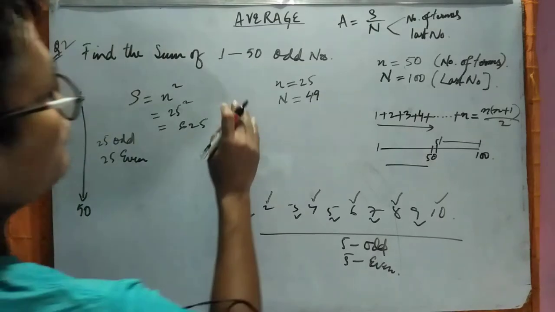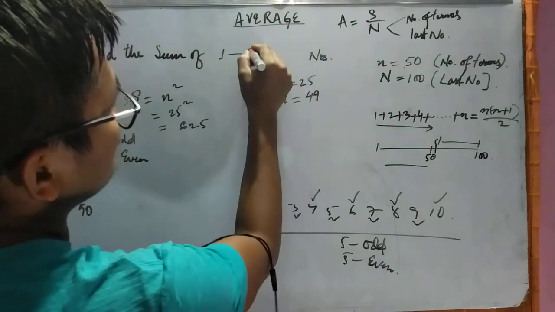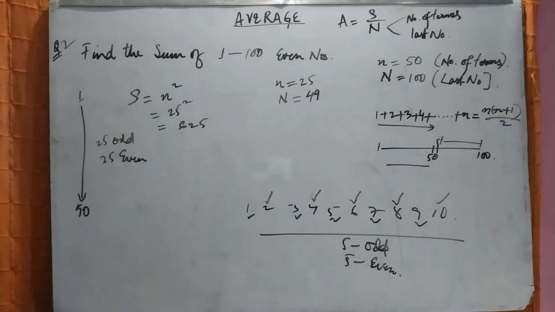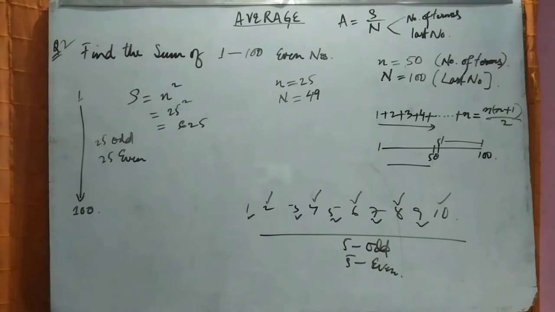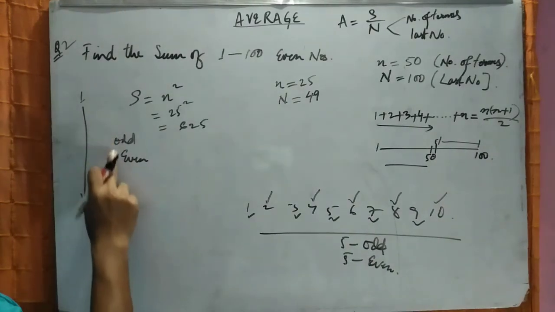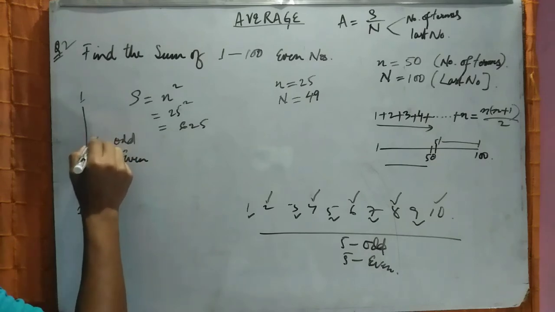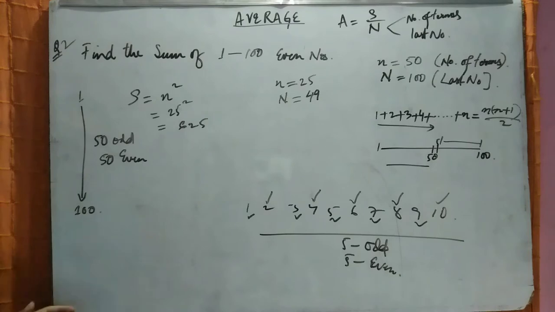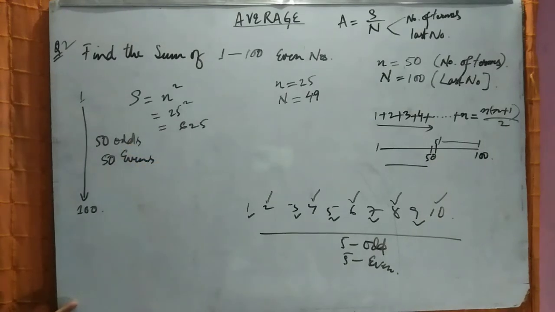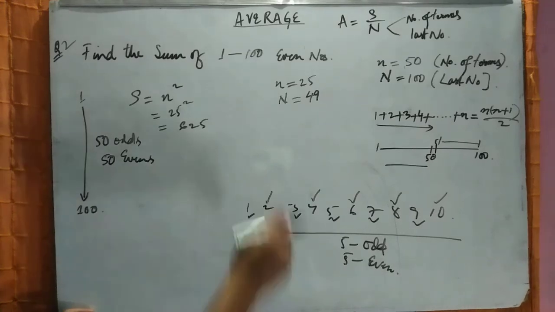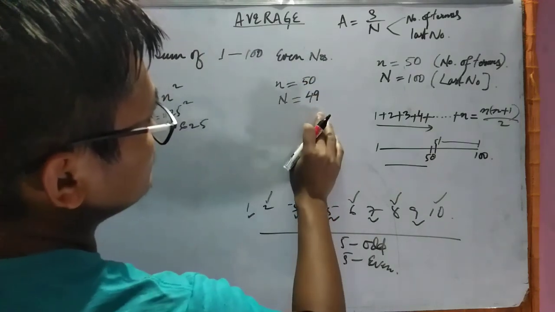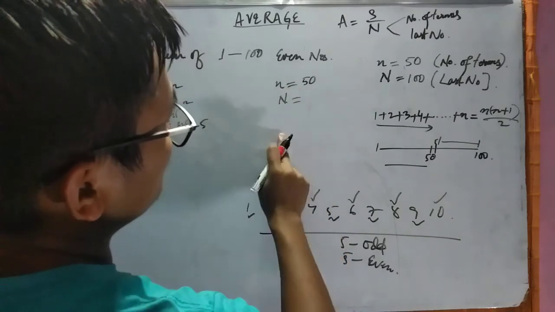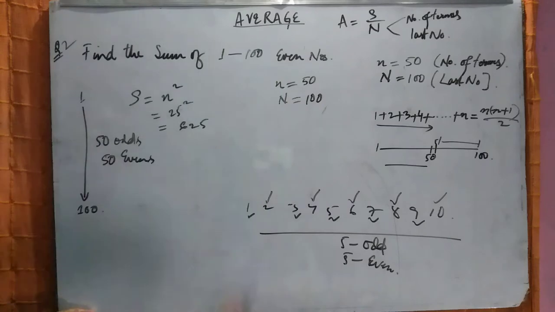Next, find the sum of the first 100 even numbers. Among them, 50 are even numbers and 50 are odd. The number of terms is 50. The last even number is 100, because 100 itself is an even number.